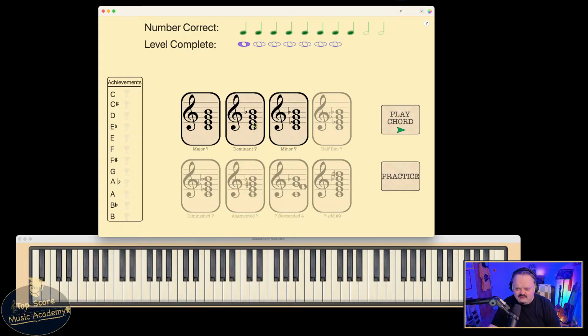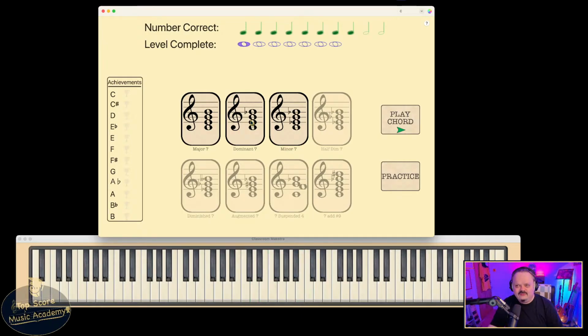So C, E natural, G, B flat. Sometimes it's nice to say them out as well, just to train your ear into hearing: C, E, G, B flat. And then without playing anything, can you do the minor 7th? C, E flat, G, B flat. And can you do the major 7th? C, E, G, B natural. And it really wants to go up.